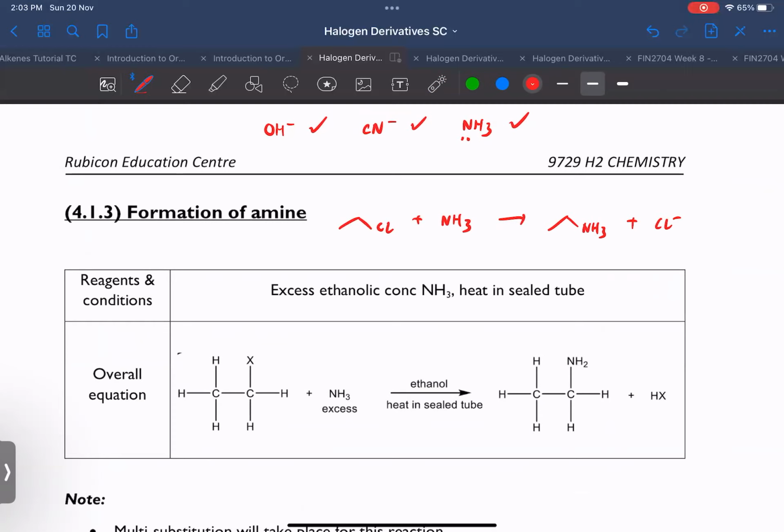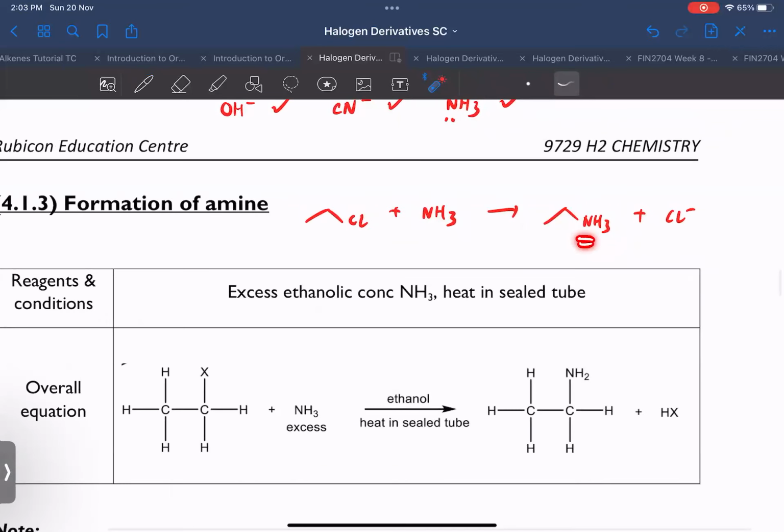This is not correct. Can you see why? It's because the nitrogen here has how many bonds? The nitrogen here has four bonds, right? That's not possible. So this one's a bit different from what we saw just now. Don't just substitute. This one just has to be NH2. And if that's NH2, the final hydrogen has come here. HCl.